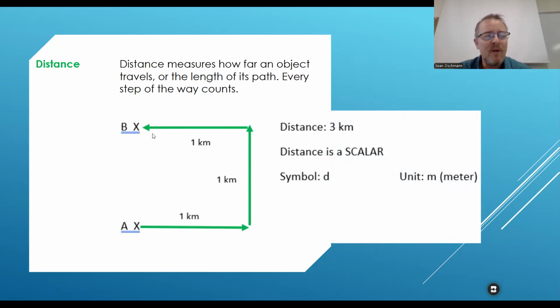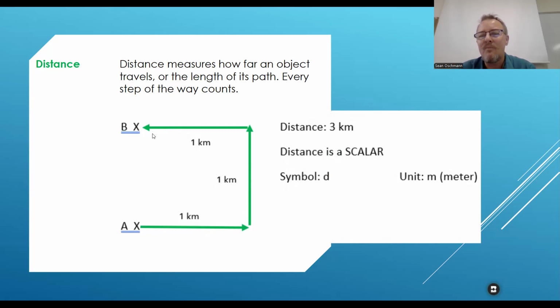It doesn't give me any information about which direction you're going. Actually, I just gave you that, but let's just say you don't have that. So you go 1 kilometer in one direction, 1 kilometer in another direction, and then 1 more kilometer in some other direction. So that's your distance.